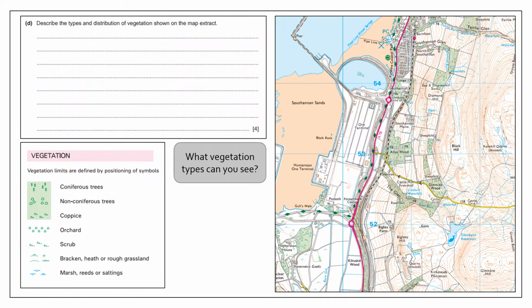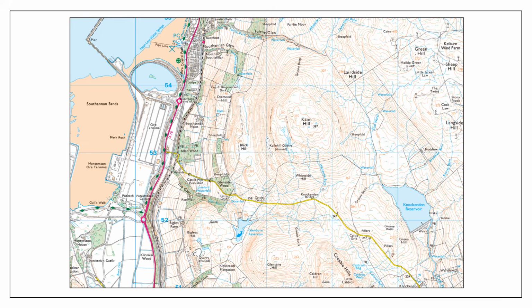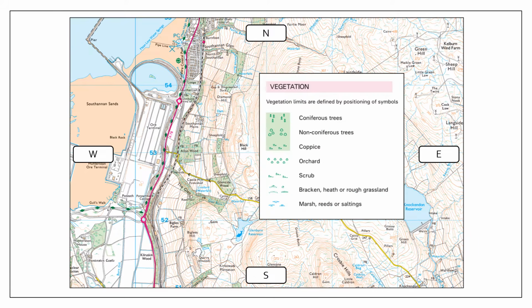So I've looked at what vegetation types can you see? Well, I can see both coniferous trees and non-coniferous trees. I want to know where they are found, and I want to identify if there's any particular relief landform, roads or railways that might have influenced where they are particularly located. So if I look at my map, another useful thing that you could do to help you is with pencil actually write on north, south, east and west, because then that helps you to identify which parts of the map certain features are found in.